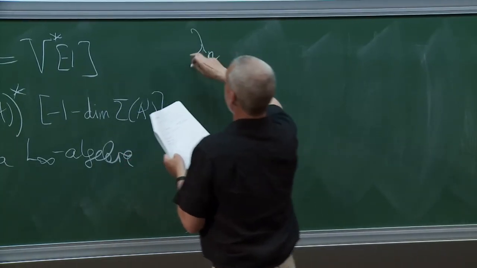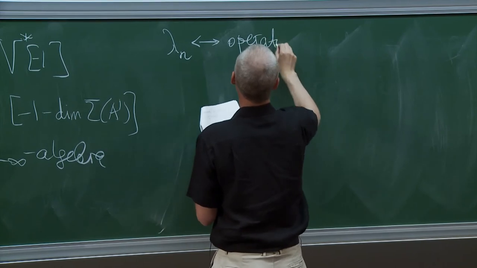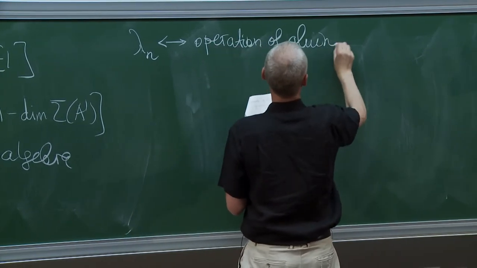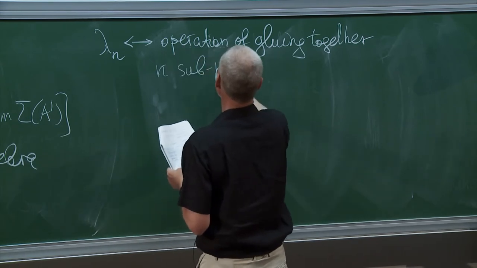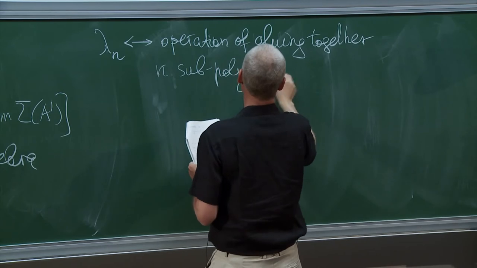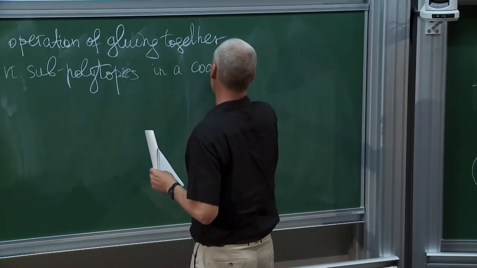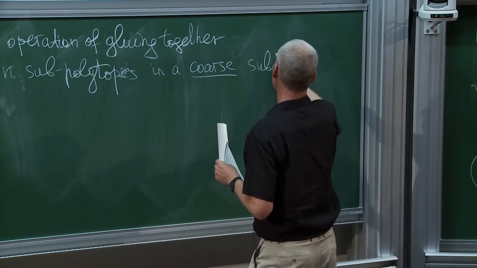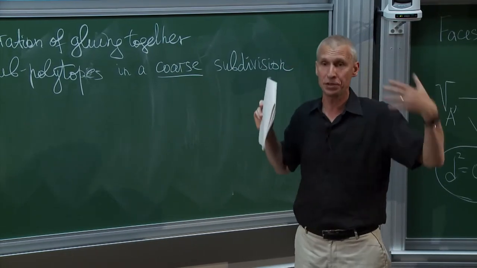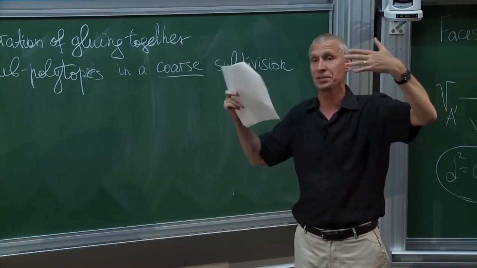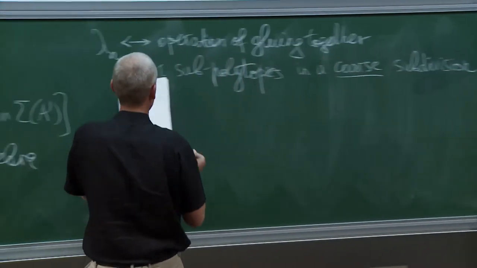So lambda n, the n-linear operation, is approximately the operation of gluing together n subpolytopes in a subdivision corresponding to a face of codimension one. If triangulations are vertices and arbitrary faces are subdivisions, then faces of codimension one are minimal subdivisions, which cannot be refined less than that. Let's call them coarse. So what are examples of this?